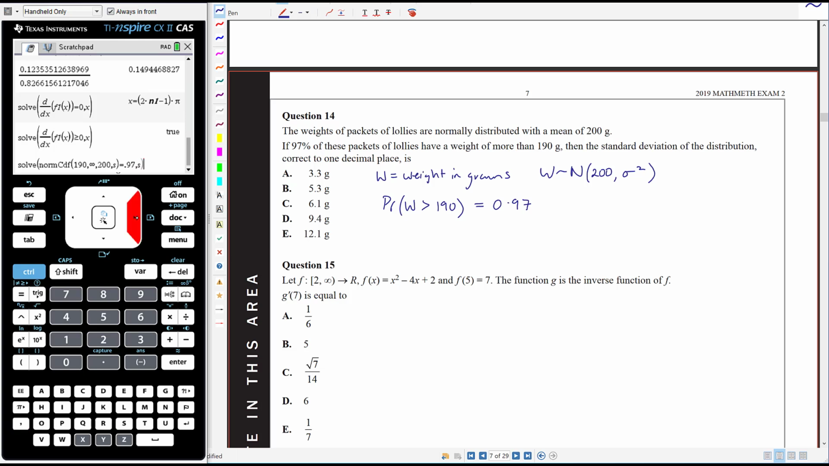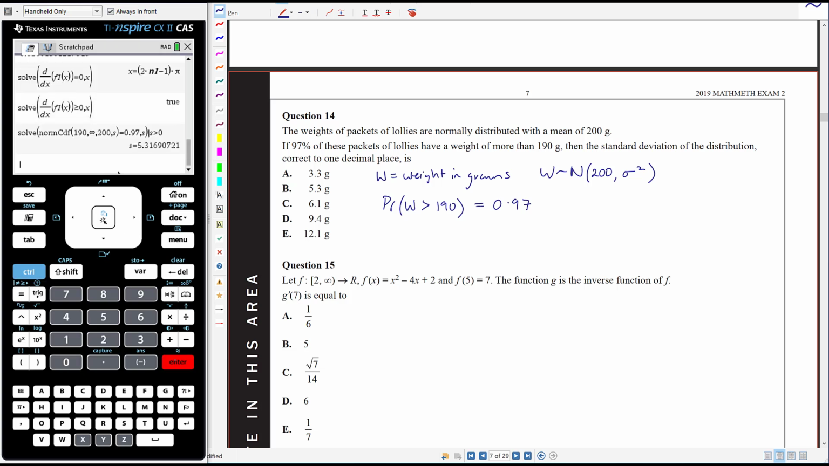Now, when you're solving for the standard deviation, if it was just the mean, you could hit enter at this point and you'd be fine. If you're solving for the standard deviation, you need to tell the CAS that standard deviation has to be positive, or else it can't do it. Okay, and there we go. We find the standard deviation is approximately 5.32. So, B.